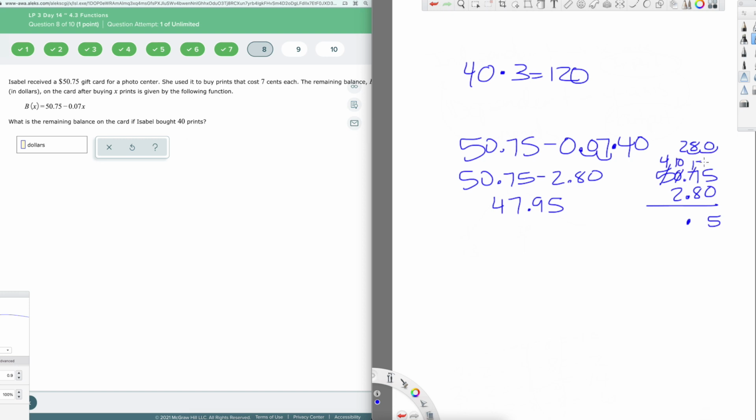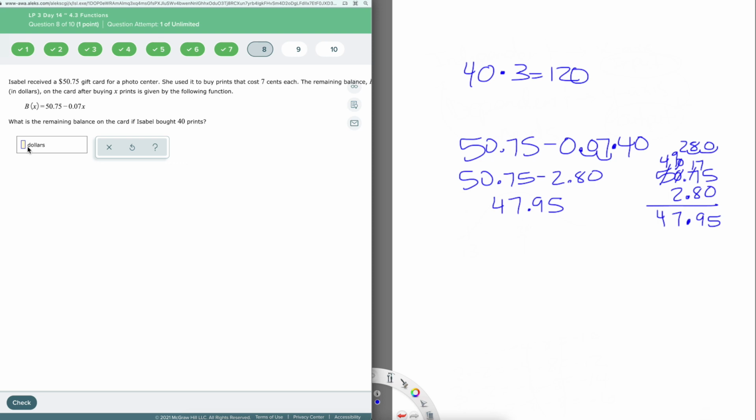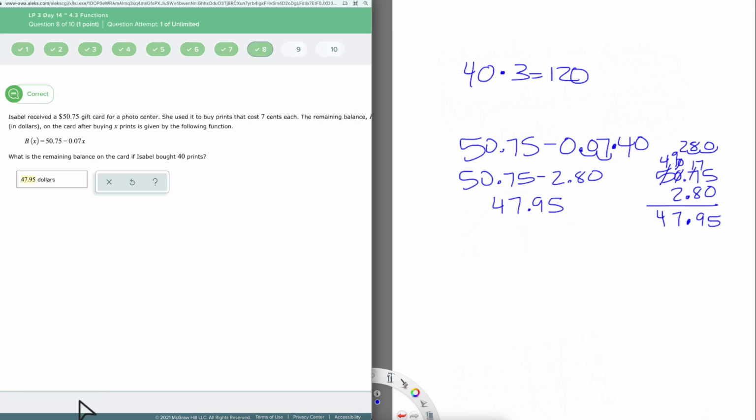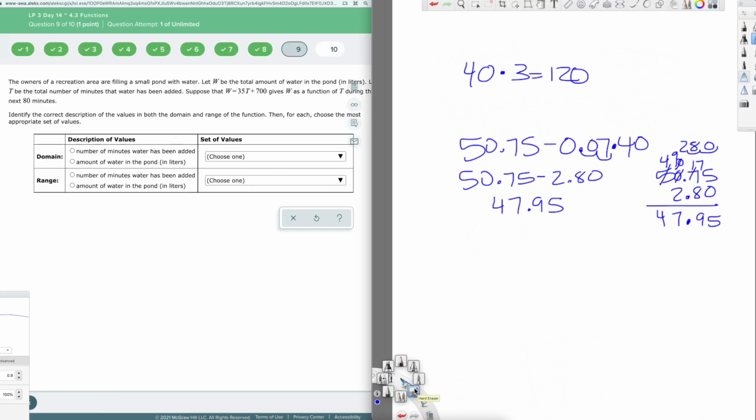I have 17, and that would give me 9. 10 minus 2. Oh, I borrowed again. Sorry, that should be 9. Should give me 7 and 4. I forgot to borrow again, because I had to borrow to make it 10, then I would borrow again to make that 17. All right, so we have 47.95. All right, couple more of these and we're all done with this section.